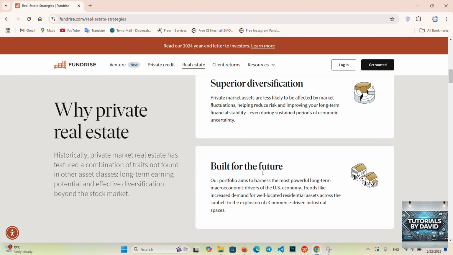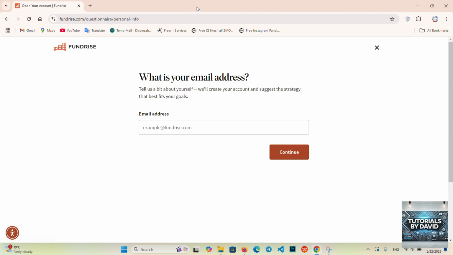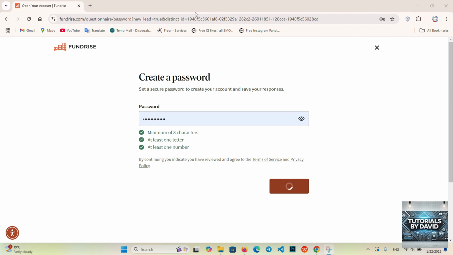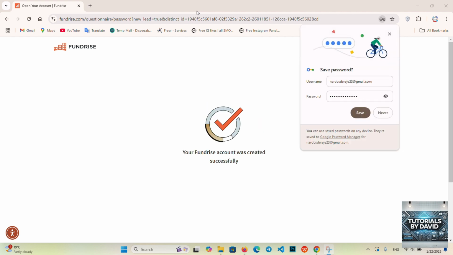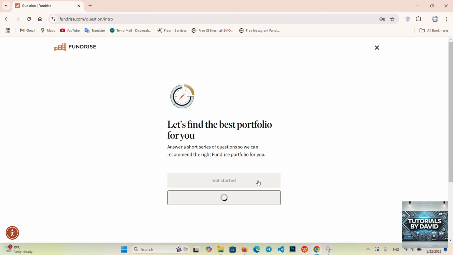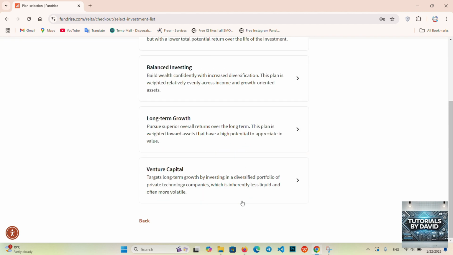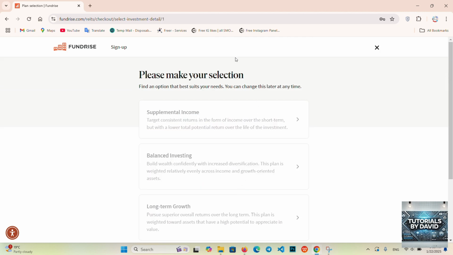Review investment details. Click on a specific investment to analyze key metrics, such as property type, residential, commercial, or mixed use, projected returns, estimated income and appreciation potential, location and market data, regional insights and growth trends, portfolio composition, diversification of assets within the offering.